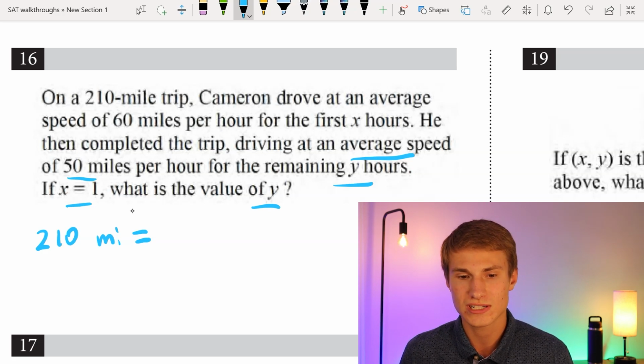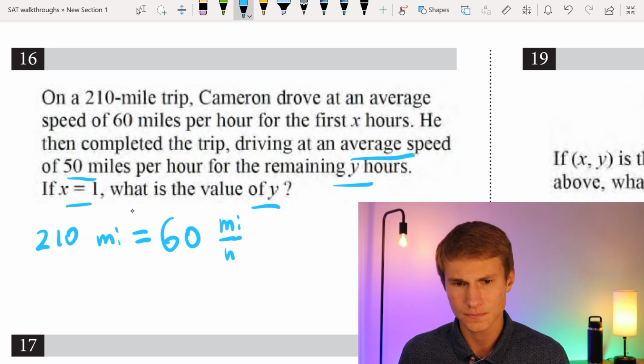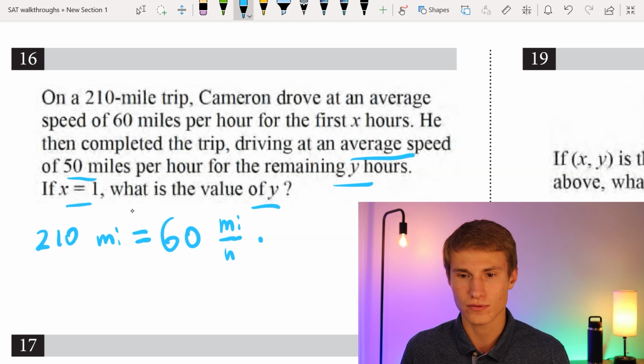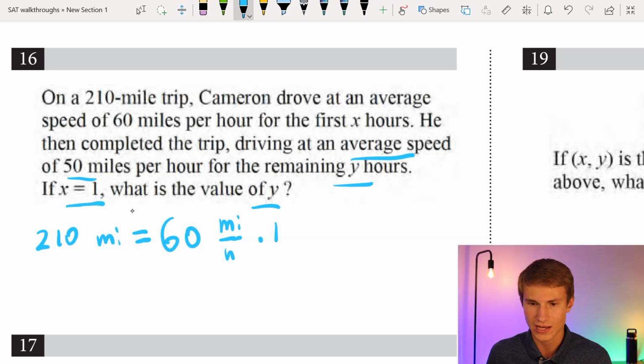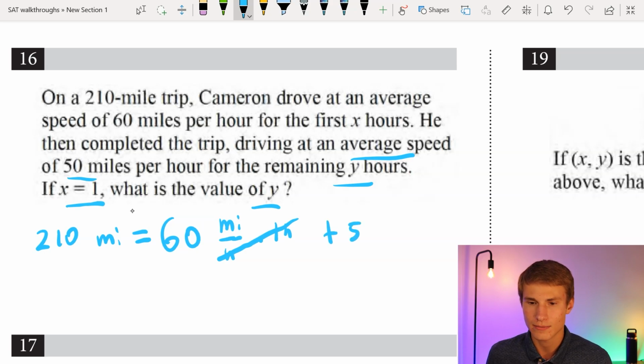All right, well, we know his 210-mile distance he has to travel is going to equal his speed of 60 miles per hour. Okay, so I'm going to put miles per hour times the amount of time he drove that, which we know X is 1, so 1 hour, so times 1 hour. So we see that cancels. Now he's got 60 miles, plus the amount of time that he was driving 50 miles per hour, so 50 miles per hour times how many hours?